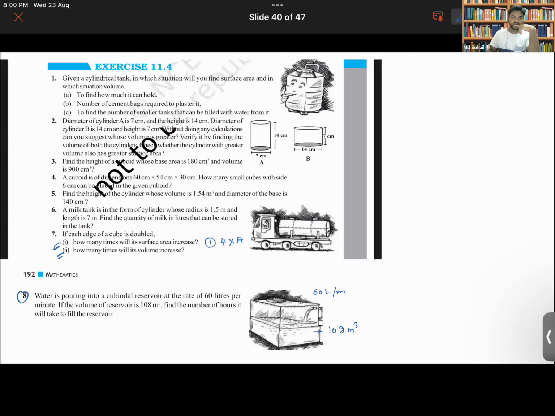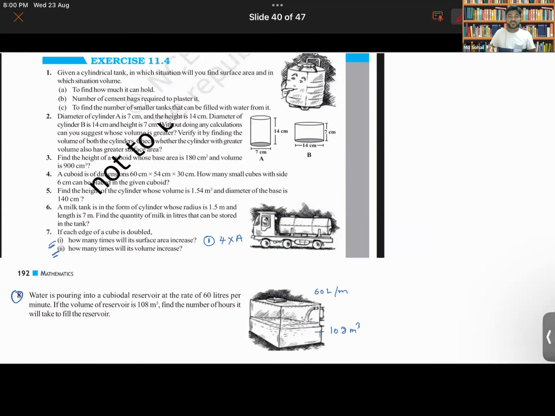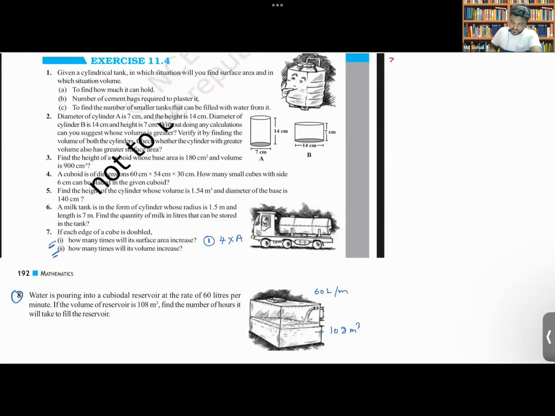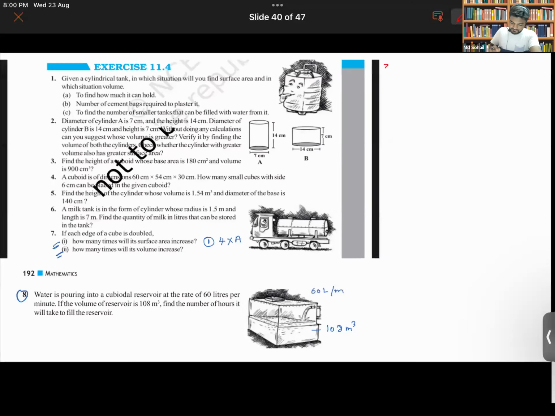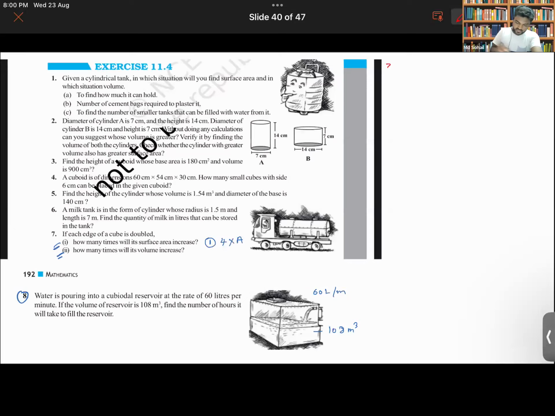We will be converting it. We will be using 60 liters per minute, then you will consider 60 liters per hour. All right, so let's solve it. Question number 8. Take a fresh page.